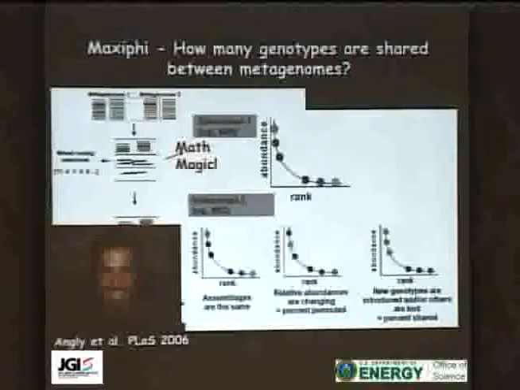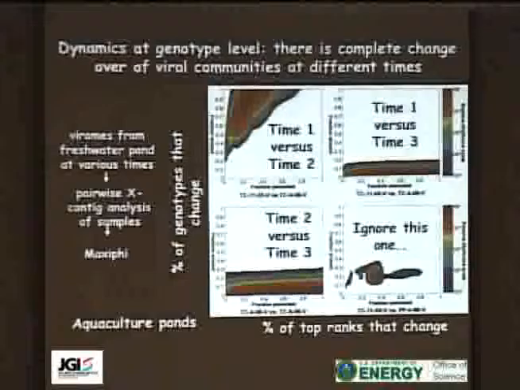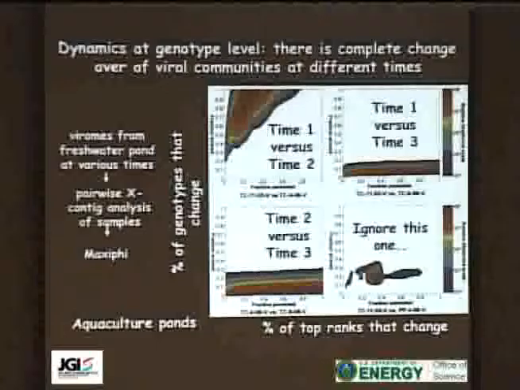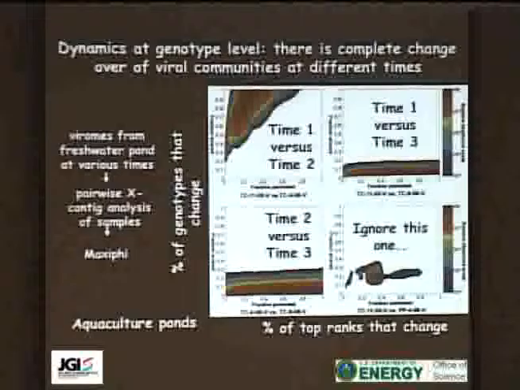If you do this on the different time points from these four different samples, you get something that looks like this. So again, the red is your most likely explanation. Going along the x-axis is the percent of top ranks that change. So these are, remember, the most abundant things, where they are relative to each other. And then on the y-axis is the percent of different types of viruses that have changed, as guesstimated by our algorithm.